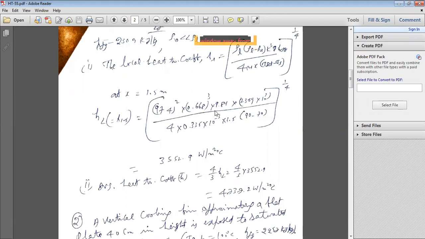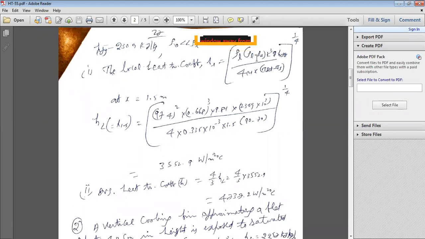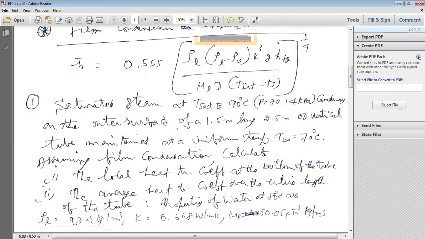That is equal to, here rho v can be neglected because the density of vapor is very small when compared to rho L. That's why you can neglect rho v. That's why rho L into rho L square into K cube into g into h_fg divided by 4 mu x into (T saturation minus Ts), whole to the power 1 by 4.